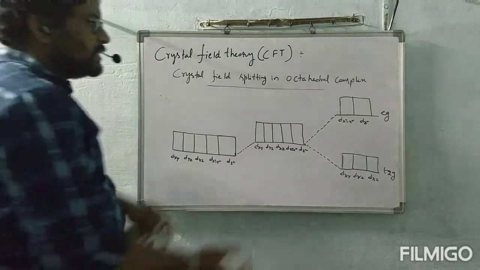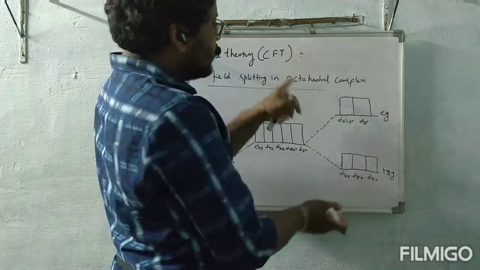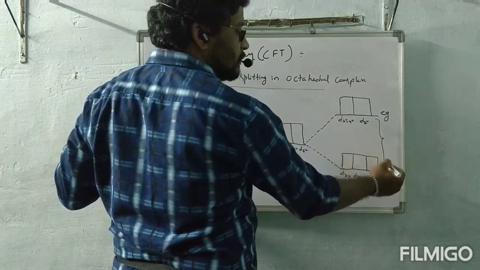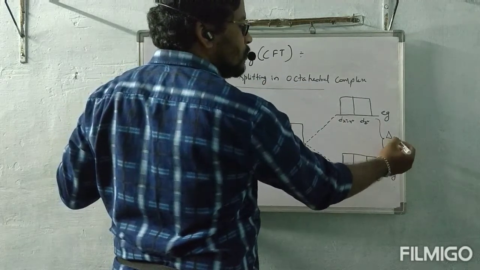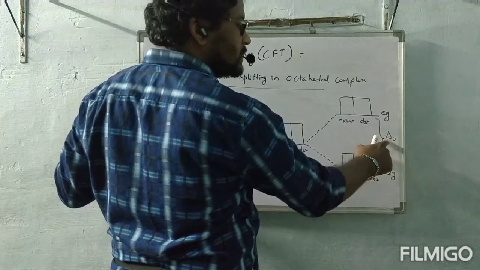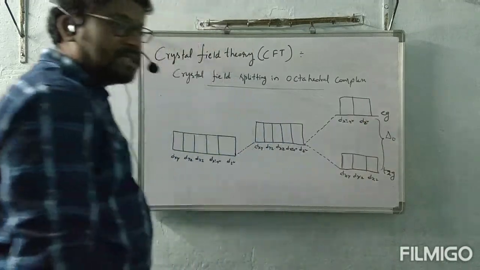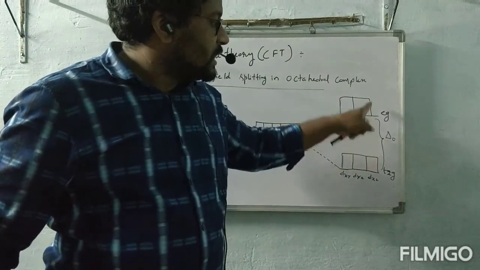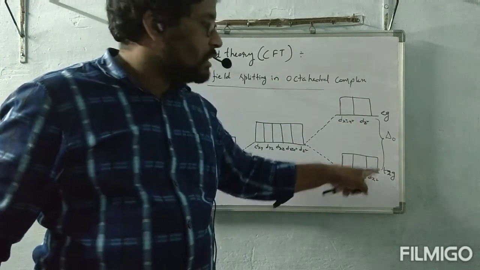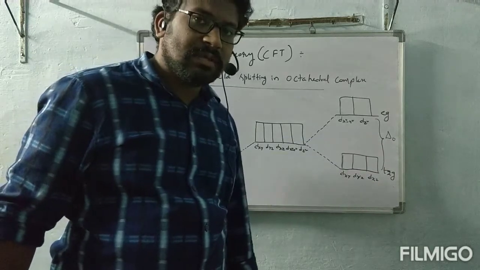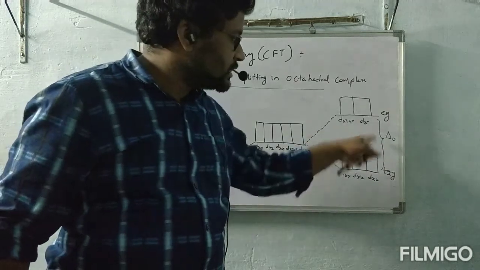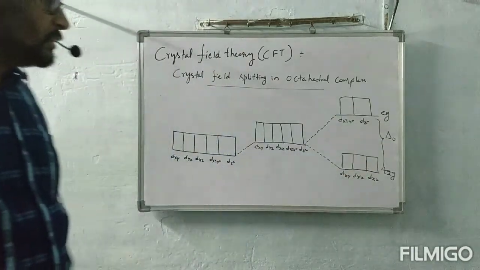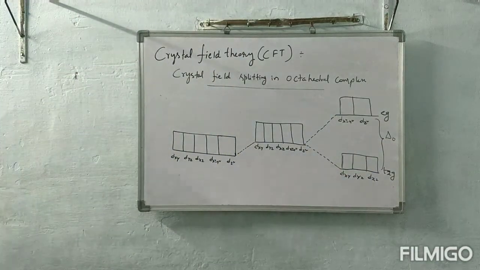And this is the crystal field splitting in an octahedral complex, which is represented by delta O. O means octahedral complex, delta means difference in energy. This delta is nothing but the difference in energy between the Eg and T2g sets, and O denotes octahedral complex. See the diagram, all of you.